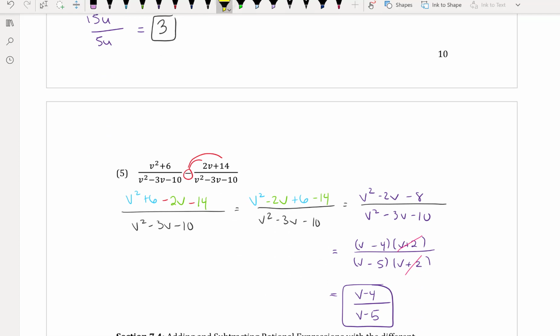And for number 5, you have subtraction, so you want to be careful again. That's where we distribute that negative sign. So we take that negative and we distribute it to the u as well as the 14. So I have a negative 2v and a negative 14. So this is where my negative comes from, distributing that subtraction sign from the step above. So now combining like terms, I have v squared minus 2v, and then I have a positive 6 and a negative 14. Then I factor. When I factor it, I see that they both have a v plus 2, and I'm able to cancel it out.